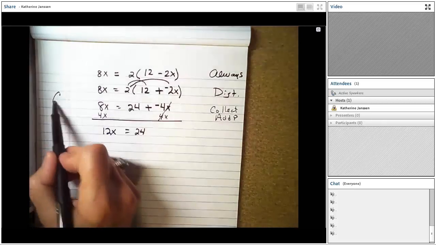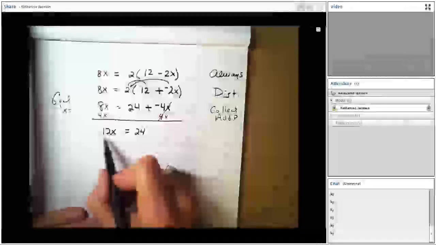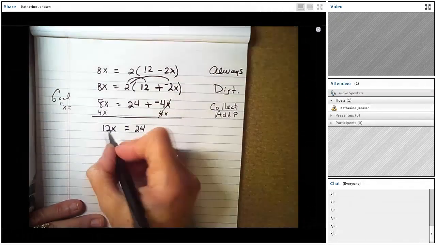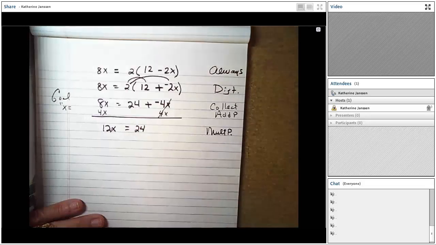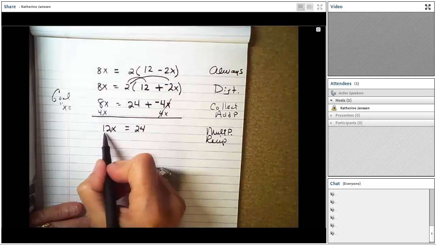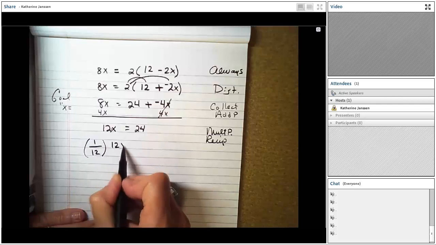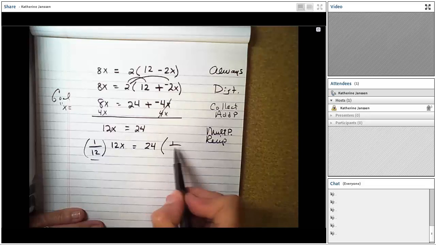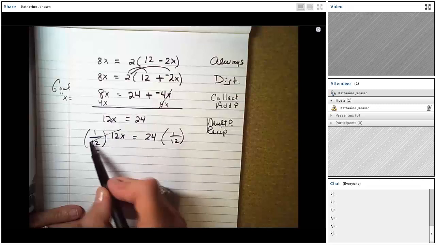Remember, our goal is x equals. Now I have my x term isolated. It's on one side of the equation all by itself, but I have 12 times x. So now it's time to use the multiplication principle. I'm going to multiply by the reciprocal of the coefficient on the x term. The reciprocal of 12 is 1/12. If I multiply by 1/12 on this side of the equation, I'll have to multiply by 1/12 on this side of the equation. A number times its reciprocal goes to 1.